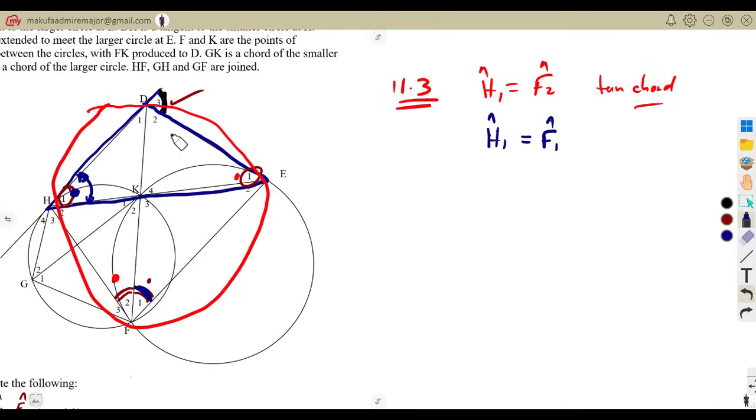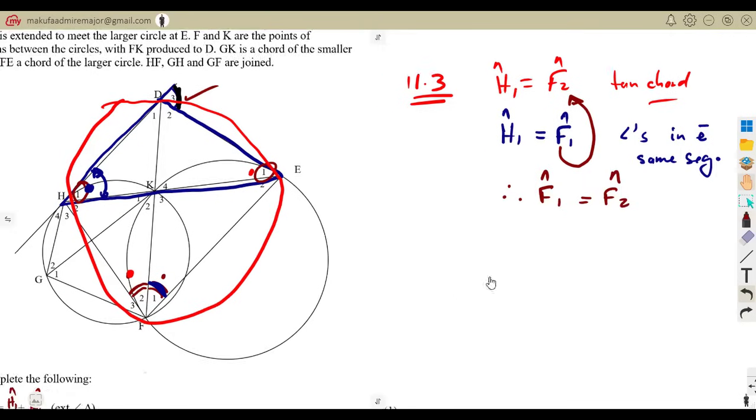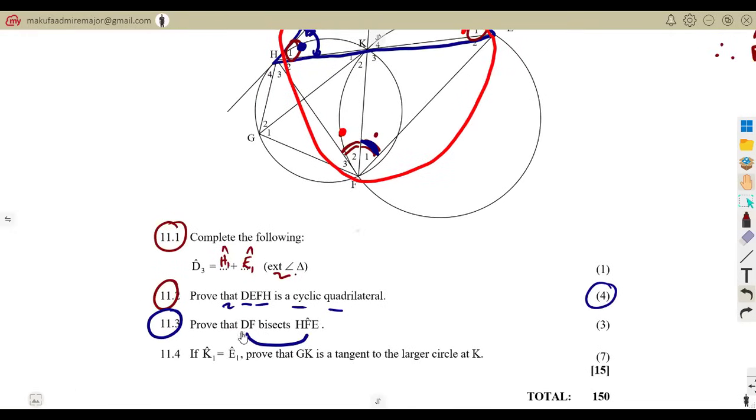So these are angles subtended by the same chord, or angles in the what? Angles in the same segment. So if we are saying H1 is equal to F2, the same H1 is equal to F1. What does it mean? Therefore, F1 and F2 are equal. So therefore, angle F1 is equal to angle F2, which is the one that we wanted to prove.